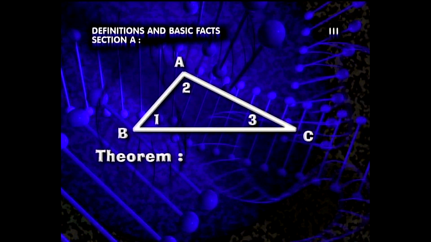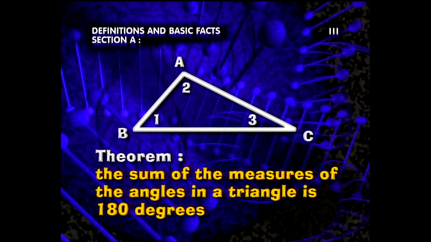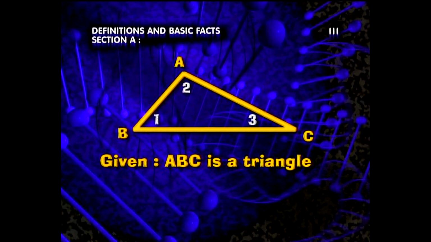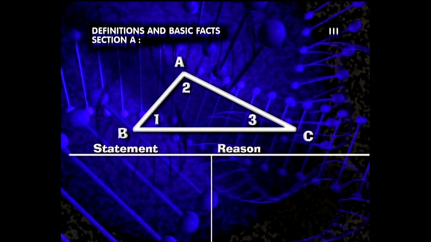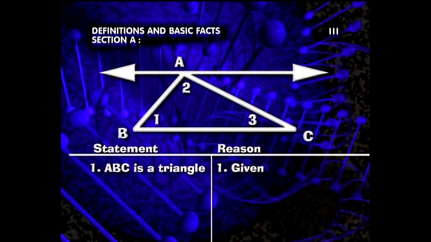Our theorem is the sum of the measures of the angles in a triangle is 180 degrees. Given that ABC is a triangle, prove that the sum of the measures of angle 1, angle 2, and angle 3 equals 180 degrees. Now, for the first step of our proof, we state our given information. ABC is a triangle. For our second step, we got to do a little trick. We need to add a line to the diagram to help us prove our point. This is okay because we're not changing our triangle. The line we're adding runs parallel to segment BC.